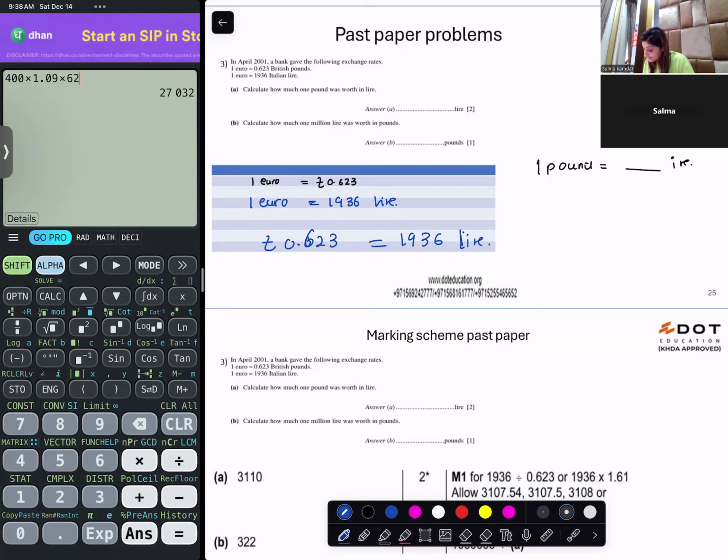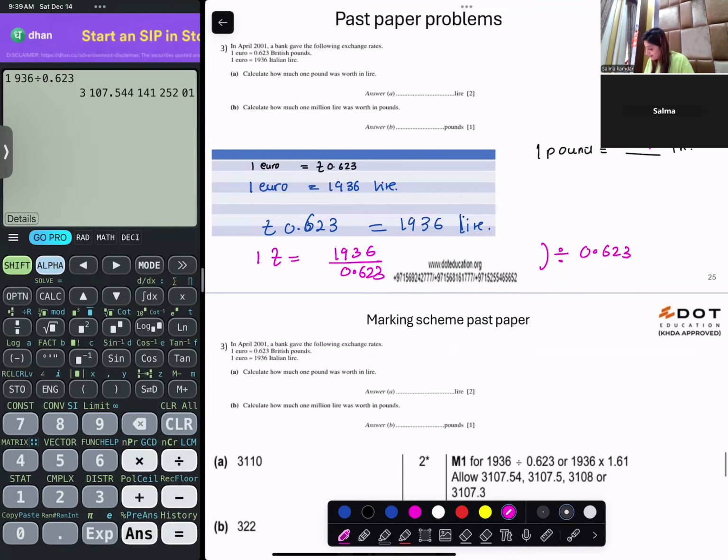Italian money. Now I want to know 1 pound is equal to how much Italian money. So I'm going to divide it by 0.623. So 1 pound is equal to 1936 divided by 0.623, which is going to be 3107.54 Italian lire. Okay, so this is it.